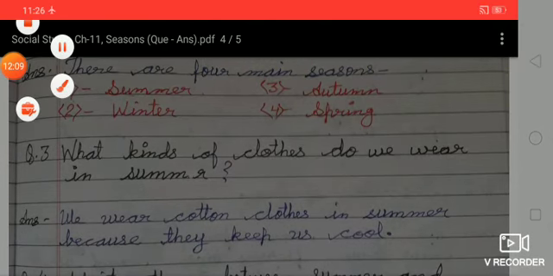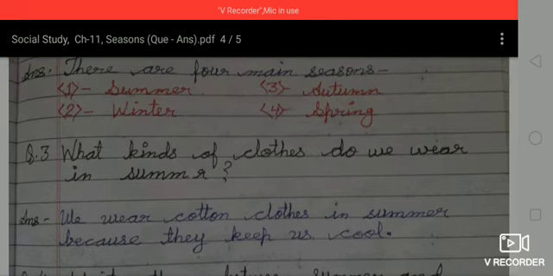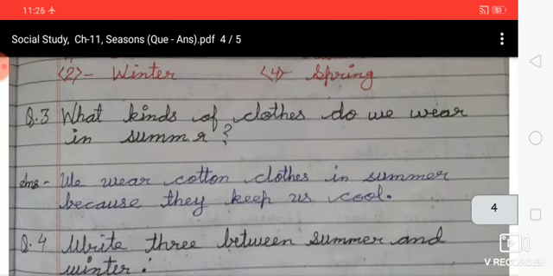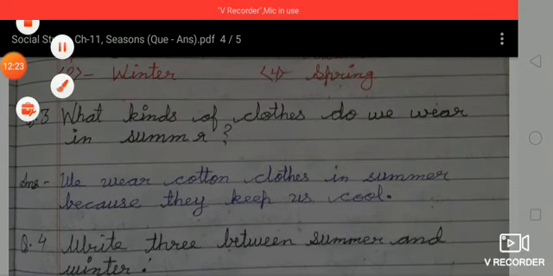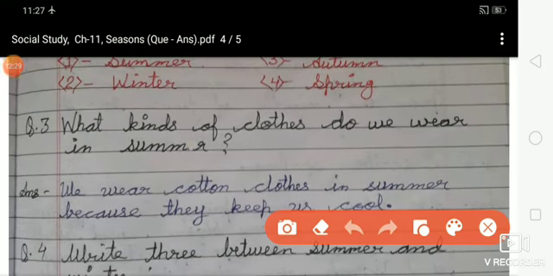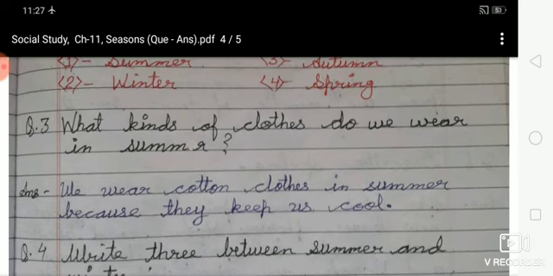Okay. Now question number 3. What kinds of clothes do we wear in summer? The answer is we wear cotton clothes in summer because they keep us cool. They keep our body cool.